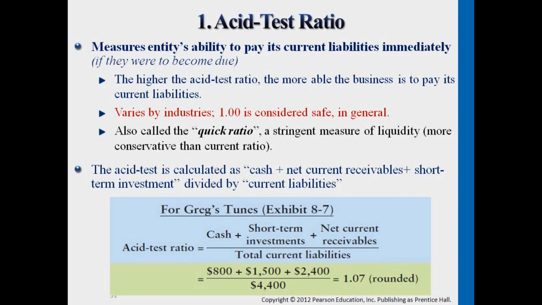So for asset test ratio, we take off inventory, we take off prepaid expenses. We're only looking at cash, net receivables, and investments. Add them together, divided by current liabilities, to figure out how much current assets a company has to pay its liability if it becomes due immediately.